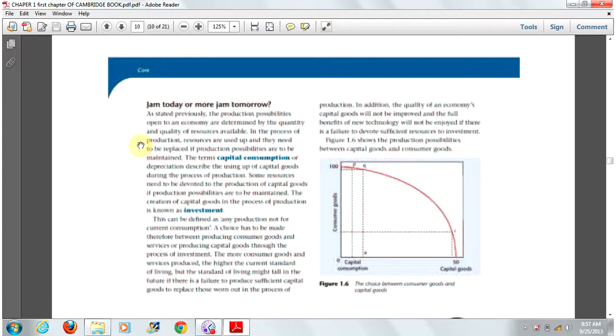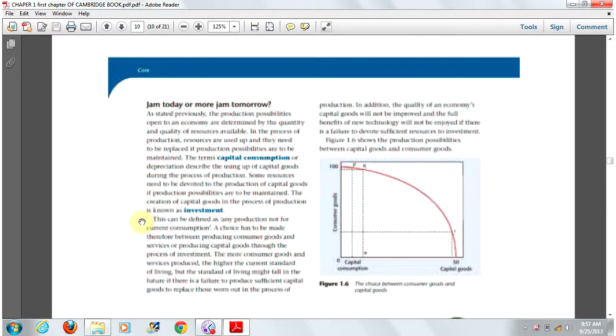The terms capital consumption or depreciation describe the using up of capital goods during the process of production. Some resources need to be devoted to the production of capital goods if production possibilities are to be maintained. The creation of capital goods in the process of production is known as investment. This can be defined as any production not for current consumption.